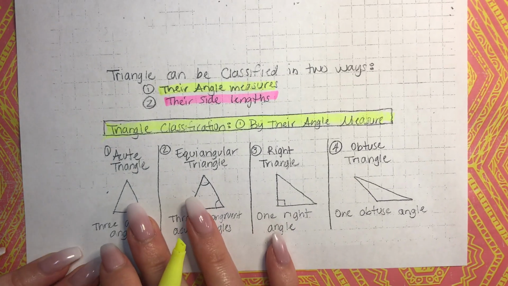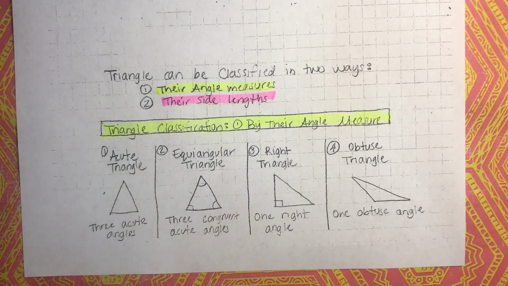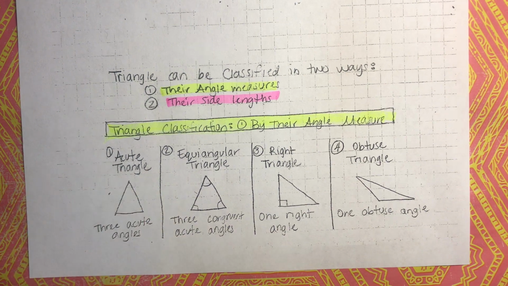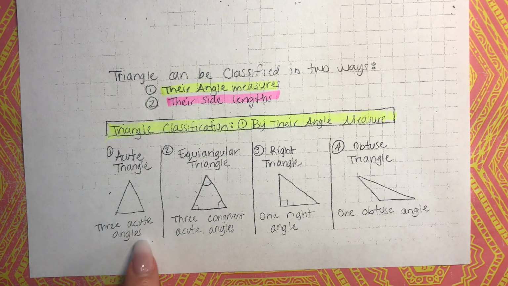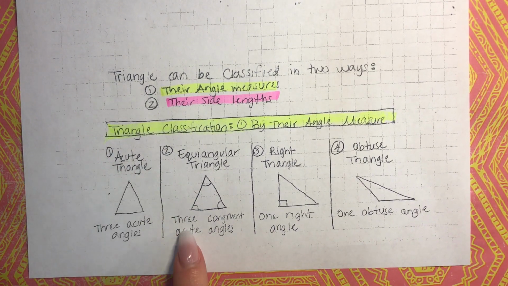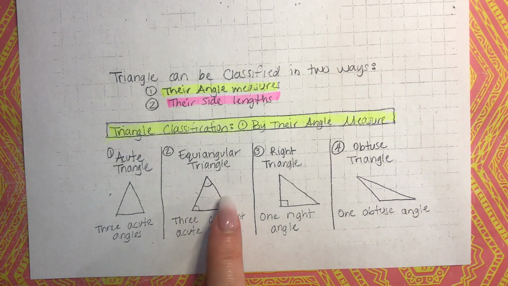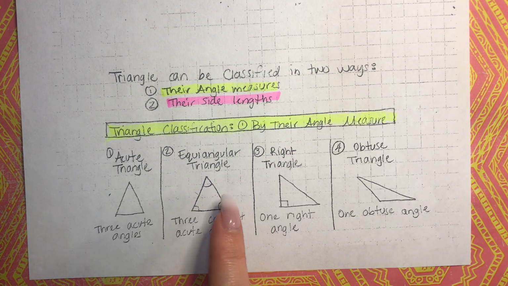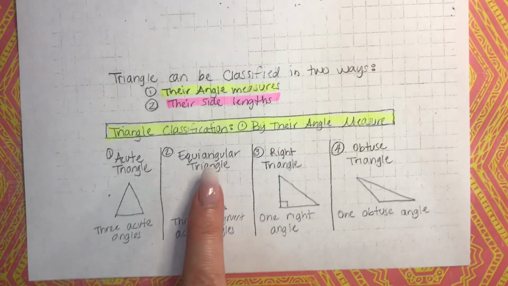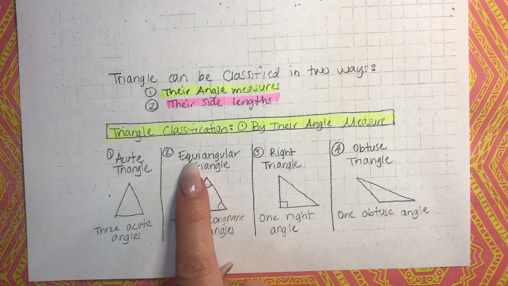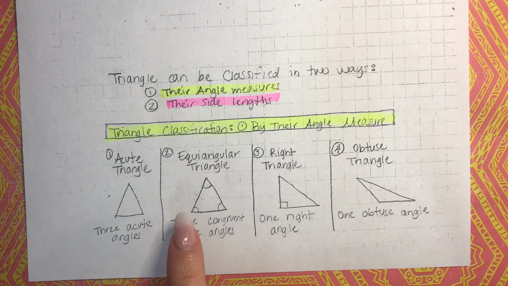So if you have a triangle here that has 3 acute angles, then that's what they like to call an acute triangle. So 3 acute angles is an acute triangle. If you have 3 congruent angles and they're all the same, and see how they have those arc marks, which is 1 arc mark, they're all the same, and that means that it's an equiangular triangle. All of the angles are equal.